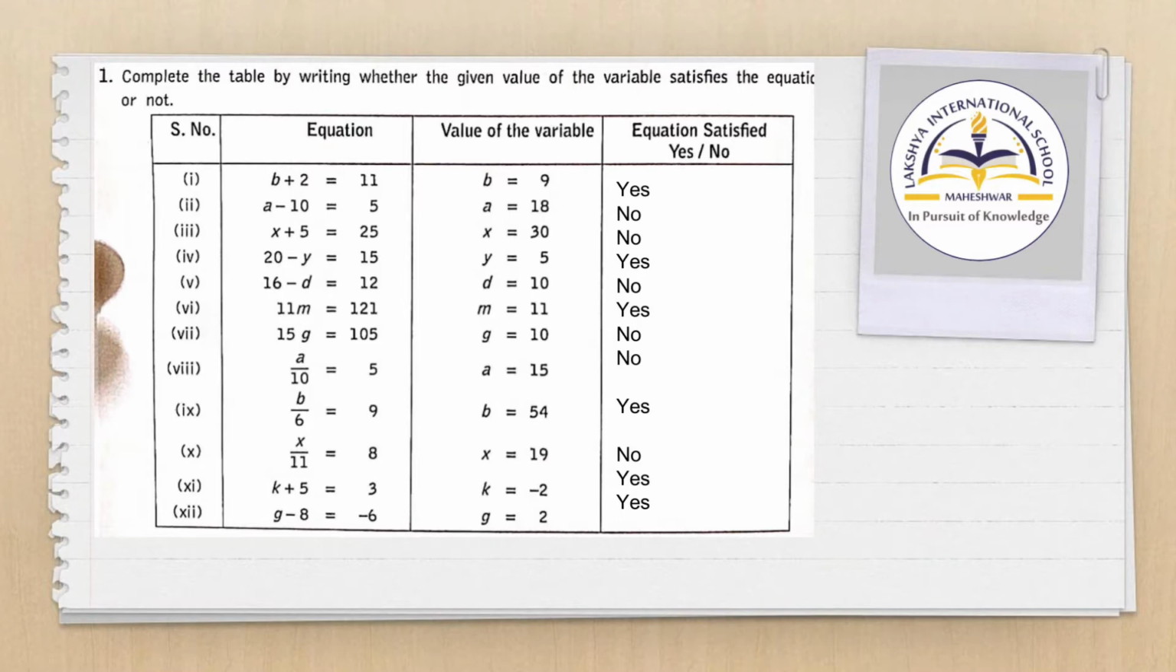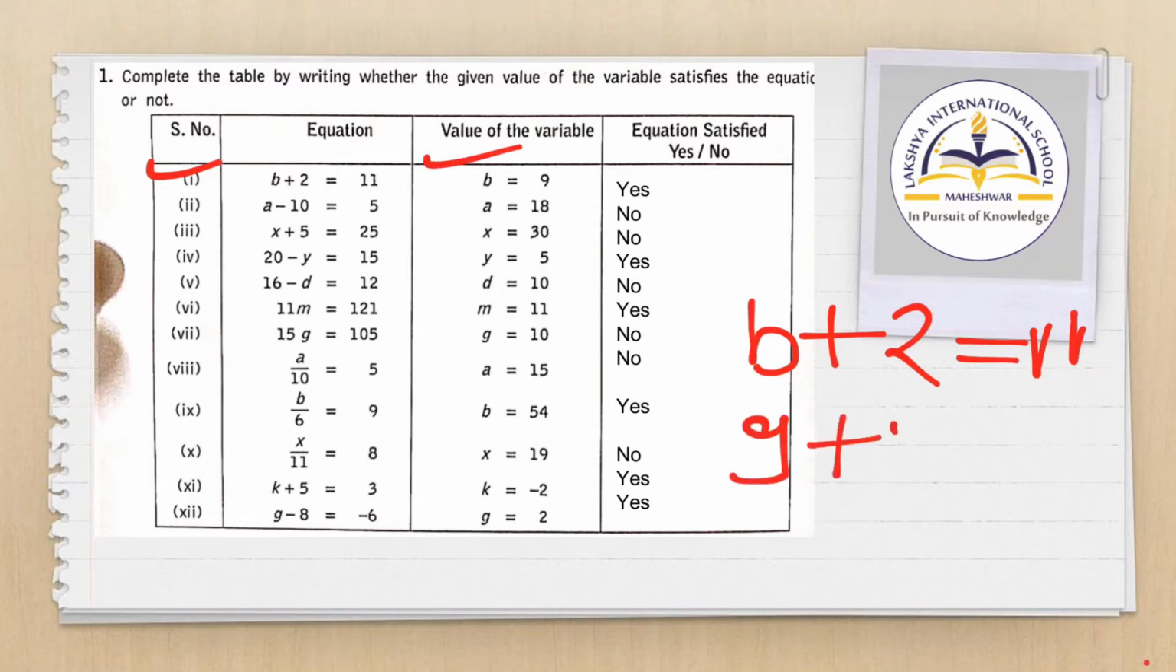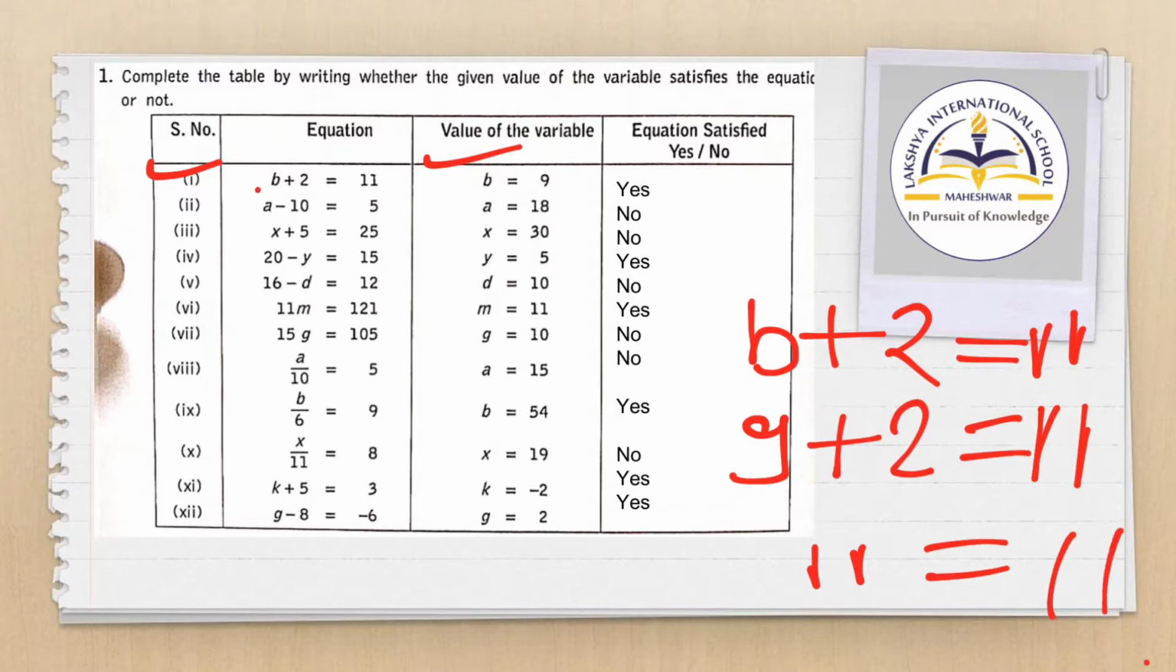First, complete the table by writing whether the given value of the variable satisfies the equation or not. The equation given here is b plus 2 equals 11, and the value of the variable b is 9. So in place of b you have to write 9 plus 2 equals 11. Now 11 equals 11. So this condition is completely satisfied, so we have to write yes here.